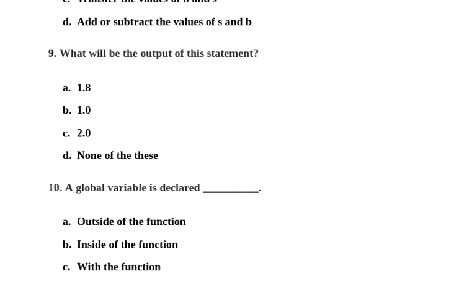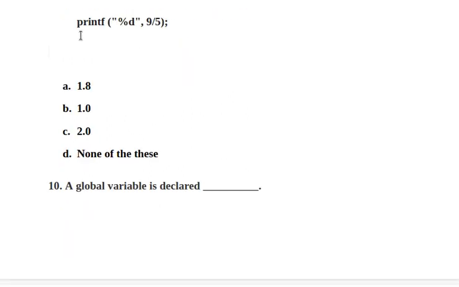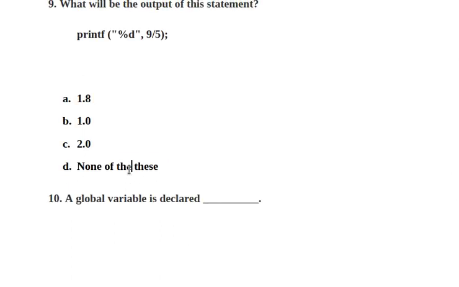So the statement is printf percentage d, 9 divided by 5. If you divide 9 by 5, you will get an answer like 1 point something. As the format is percentage d, it is in integer form, so it will only take the integer part, so the value will be 1. All these are floating points, but it will not take the floating point part; it will take the value as 1. So 1 is the correct answer.